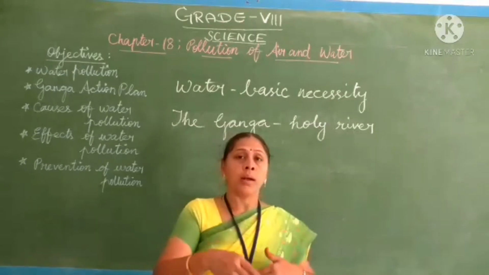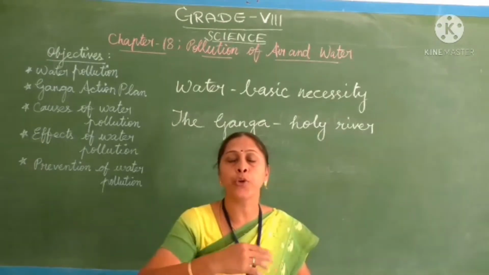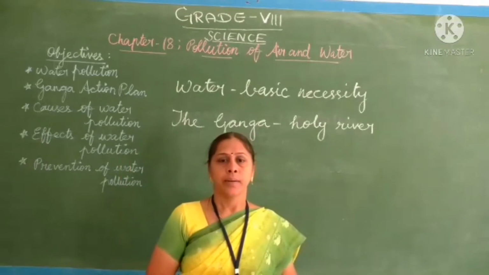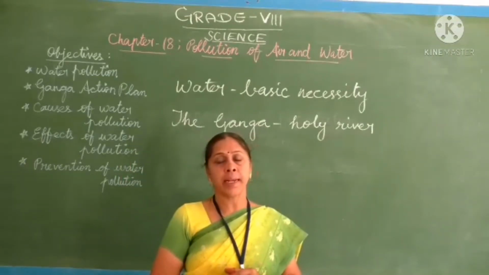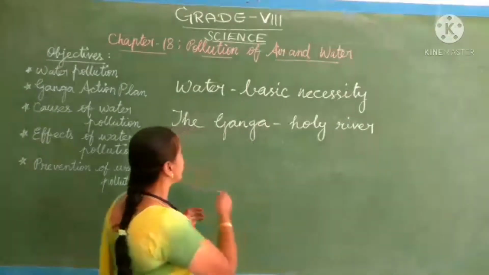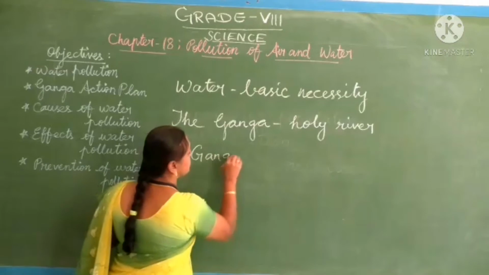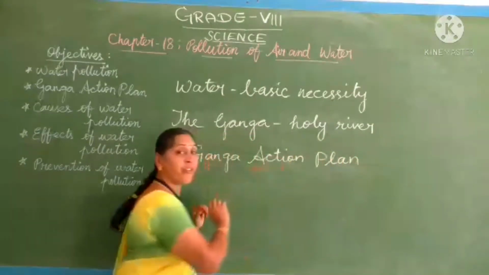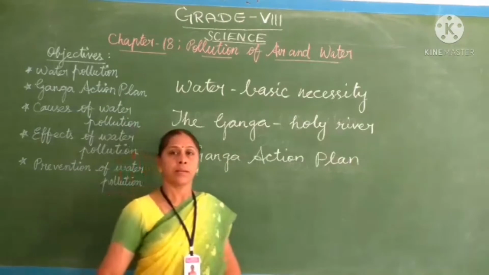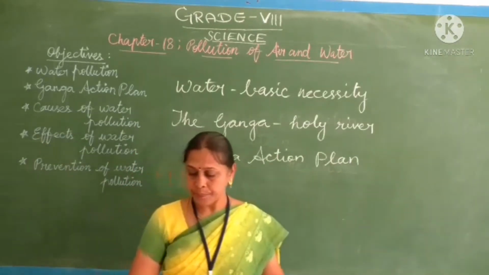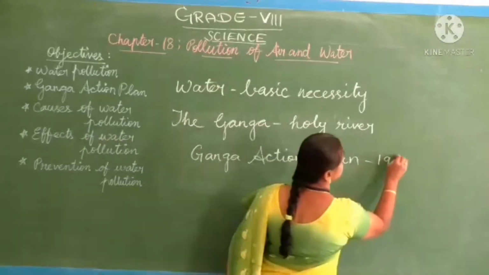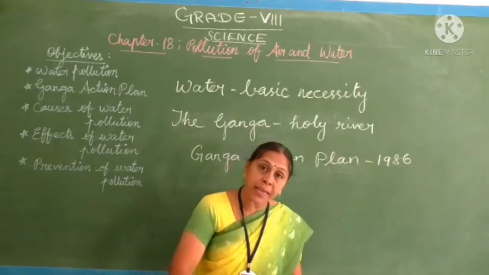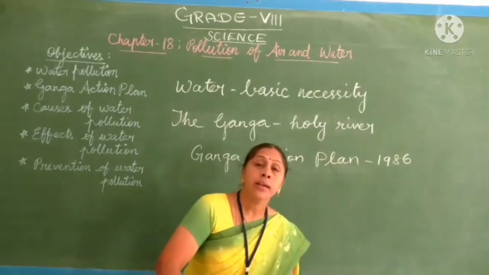So naturally the river Ganga gets polluted, and the level of pollution goes beyond the limit. And the government has taken an ambitious plan called Ganga Action Plan, to purify the Ganges. They took the step in 1986. The government took an ambitious plan to purify the river Ganga.